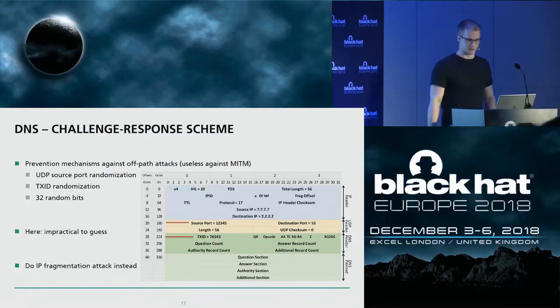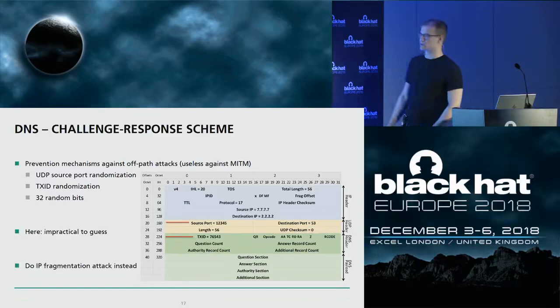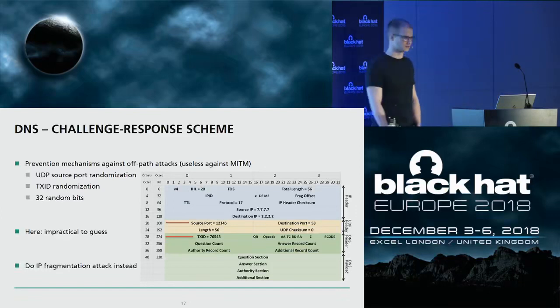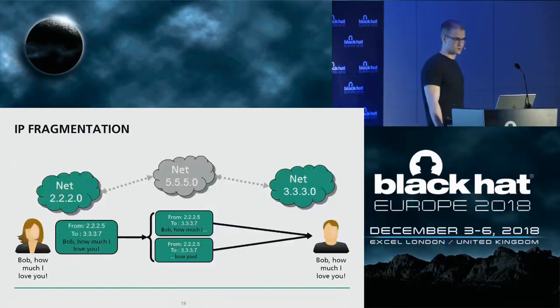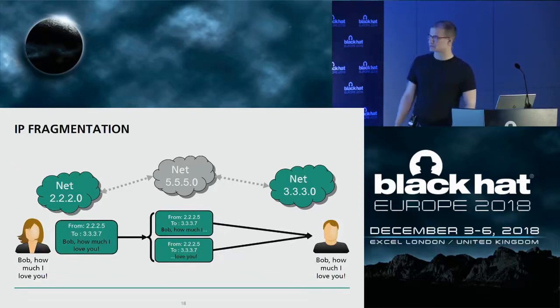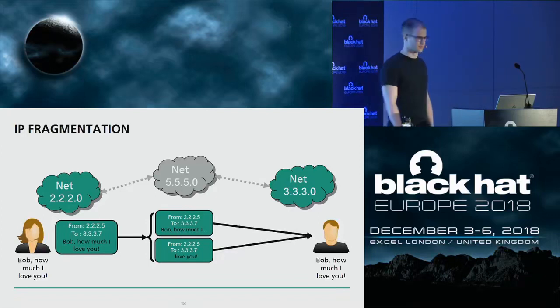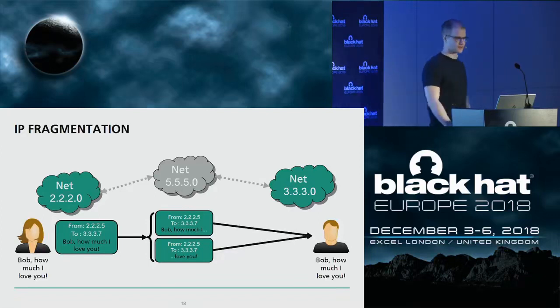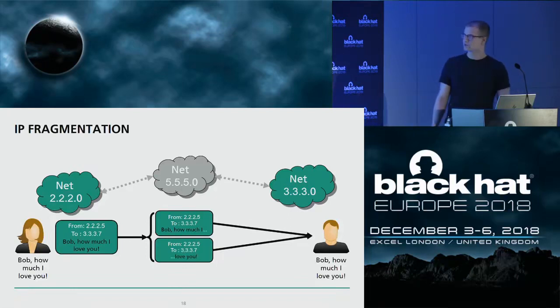Guessing this is impractical for our purposes, which is why we're doing an IP fragmentation attack instead. But what's IP fragmentation in the first place? So assume Alice wants to send Bob a message via network, and the packet containing the message is bigger than the network can handle. So the maximum transmission unit, MTU, of the network is smaller than the packet size.